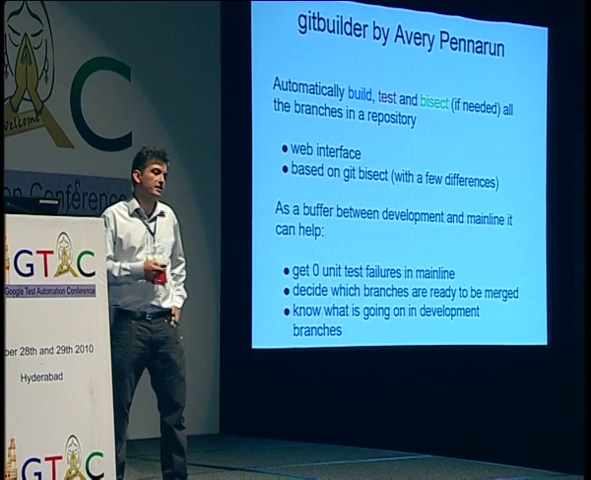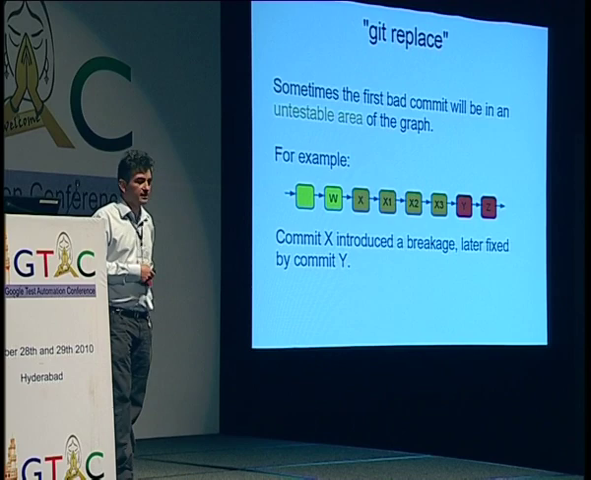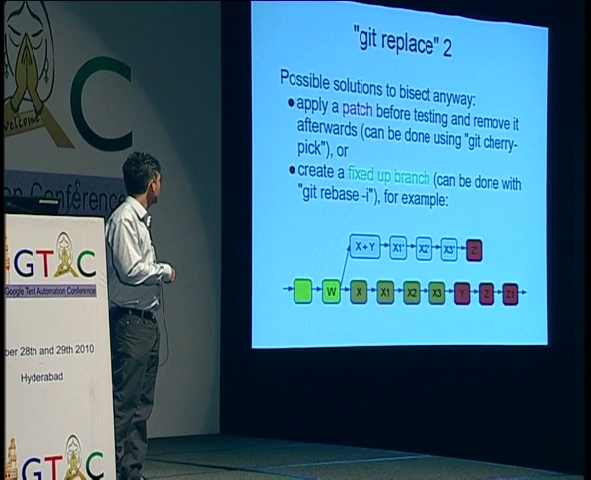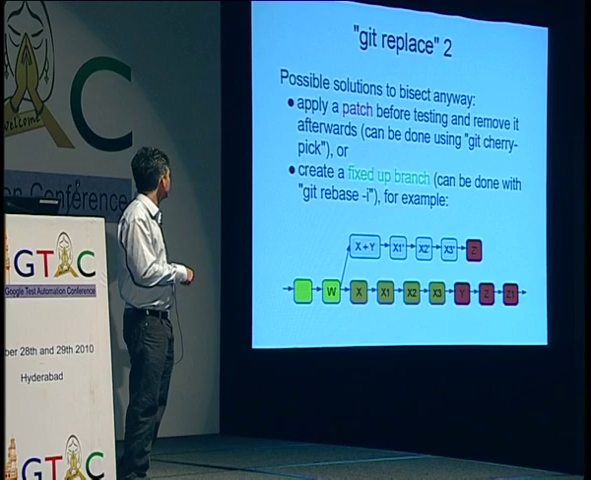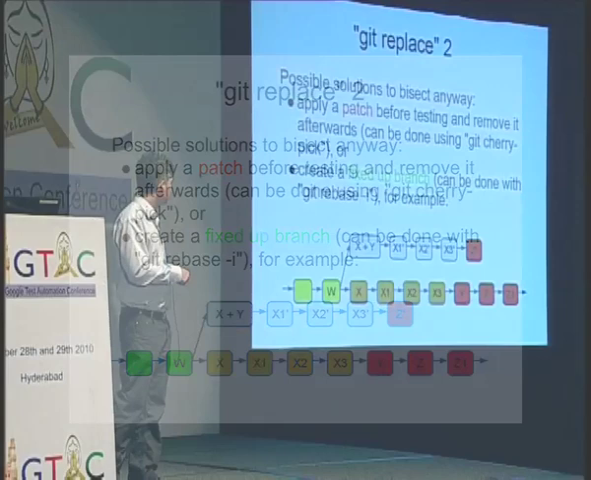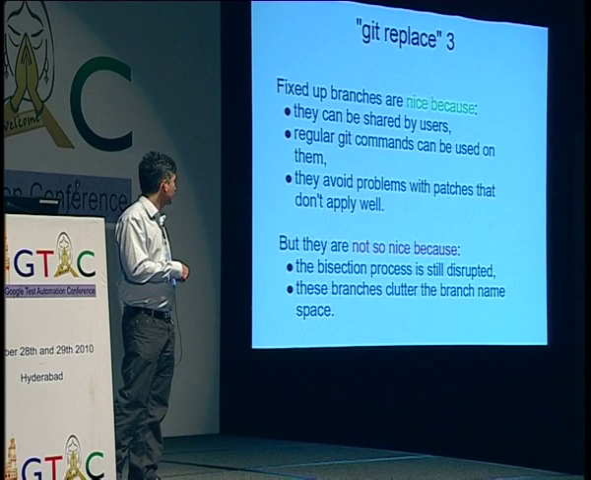So there is also Git replace that can make your commit history much more testable and bisectable, because in case of untestable areas, well, one good way to work around them is to create fixed up branches where you work around the breakage, and then you bisect on them. But as you can see, these branches are not connected to the rest of the graph. So this can be a problem if you have to bisect again in the same area.